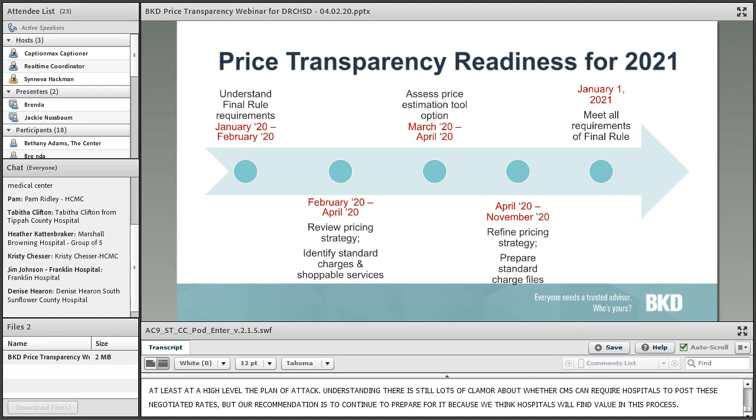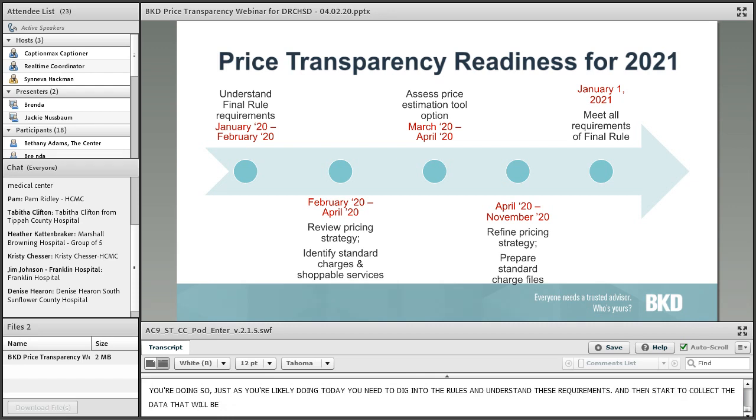I'm sure by now you're already trying to think ahead as to how best to tackle this price transparency in order to meet the deadline of January 1, 2021. So we'll spend a few minutes just talking through, at least at a high level, the plan of attack. Understanding there is still lots of clamor about whether CMS can require hospitals to post these negotiated rates, but our recommendation is to continue to prepare for it because we think hospitals will find value in this process.